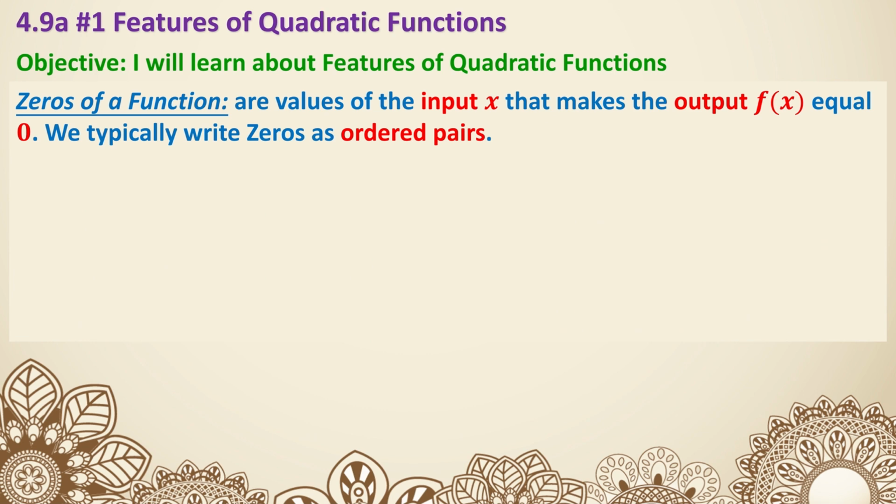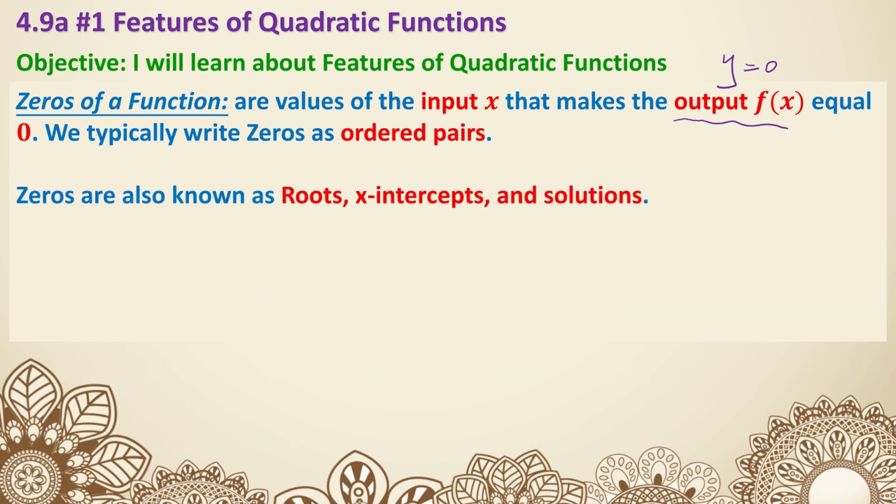Zeros of a function. You're actually going to be dealing with this more and more even next year because you're going to learn more functions. Any functions we work with, you're going to need to identify the zeros. The zeros of a function are values of the input x that make the output f(x) equal 0. Or in other words, zeros are when y equals 0. And that's why zeros could also be called the x-intercepts, solutions, or roots.